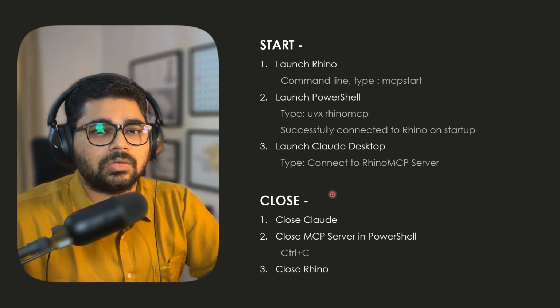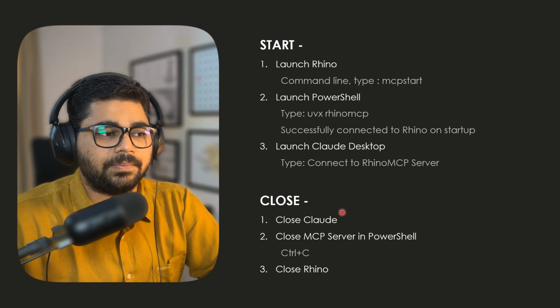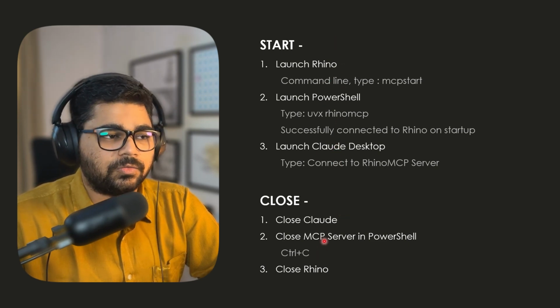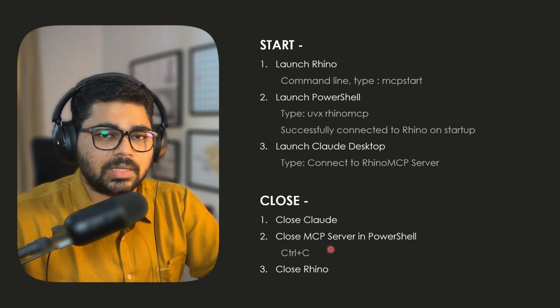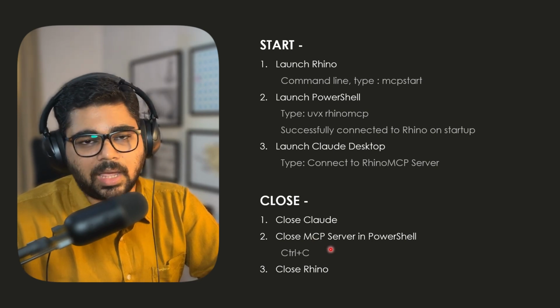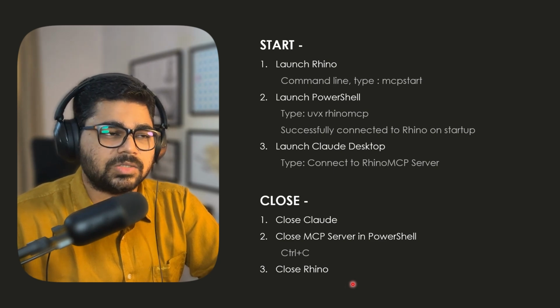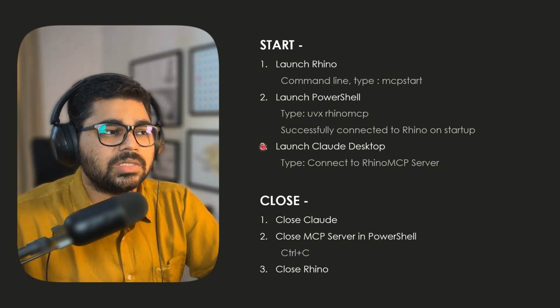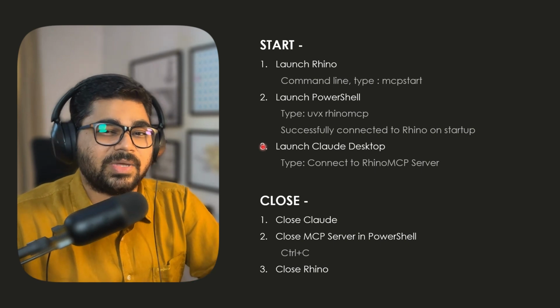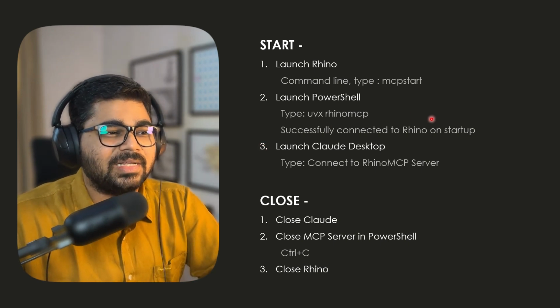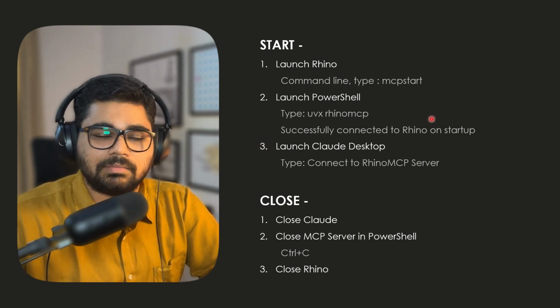And when you close, you have to do it similarly. First close Claude. So what we did as 1, 2, 3, now you have to do 3, 2, 1. First we close Claude. Then we go to PowerShell. We press Control C to abort what is running, and then we close Rhino, and that's it. Every time you do this, you have to follow these protocols. That's why they're called MCP protocols. You have to do this, and that's it.